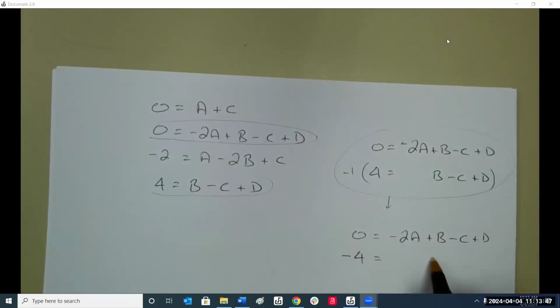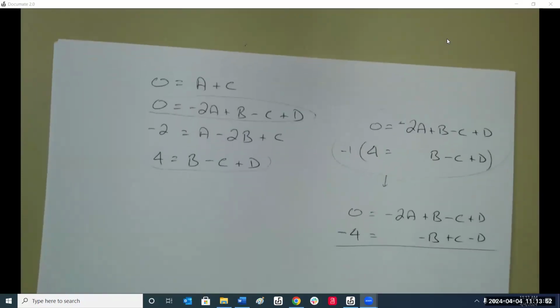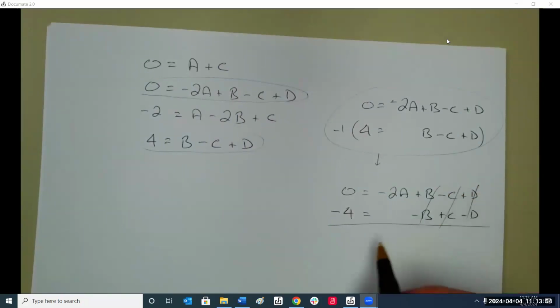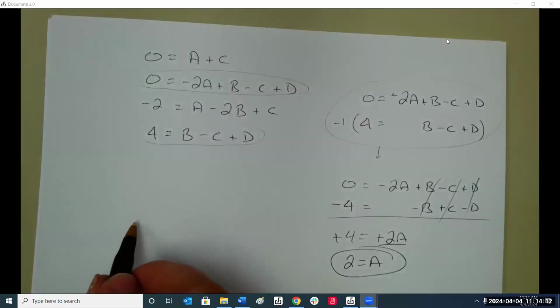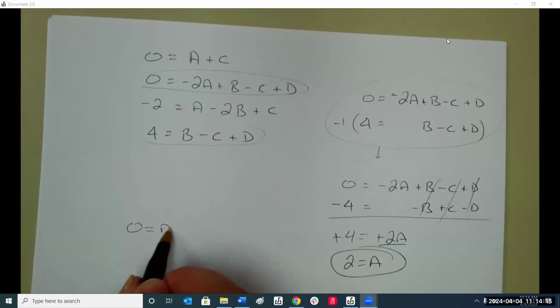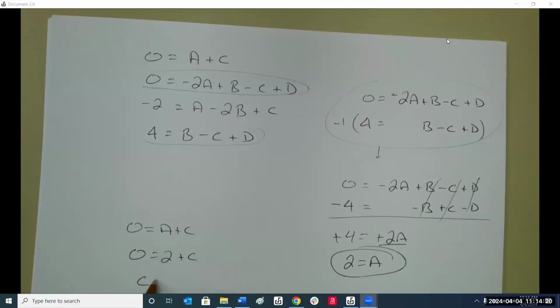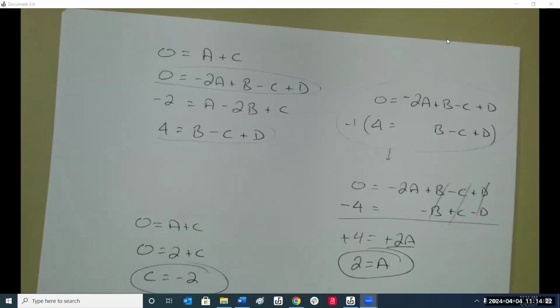-4 equals -b plus c minus d. Those cancel, those cancel. So we have -4 equals -2a. Change the signs. So a equals 2. Now we also know that 0 equals a plus c. So c must be -2.